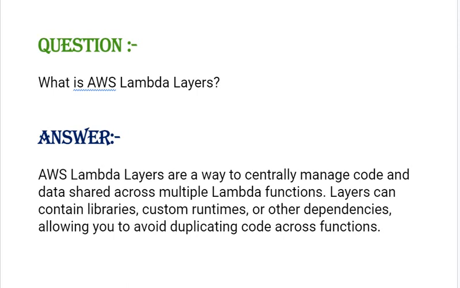Our next interview question is, what is AWS Lambda Layers? Your answer should be: AWS Lambda Layers are a way to centrally manage code and data shared across multiple Lambda functions. Layers can contain libraries, custom runtimes, or other dependencies, allowing you to avoid duplicating code across functions.